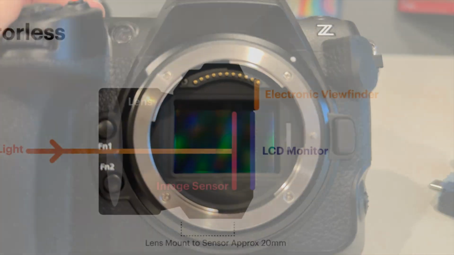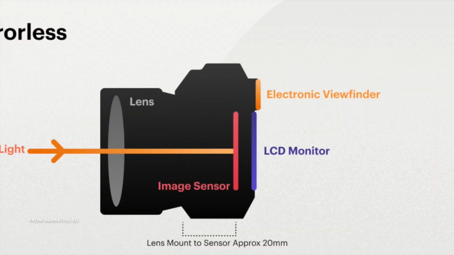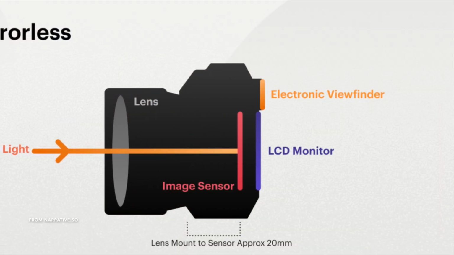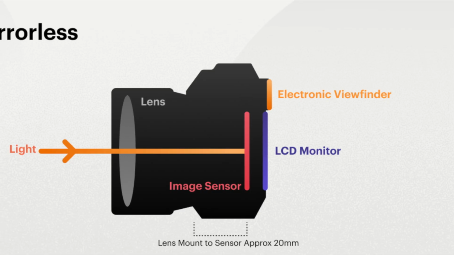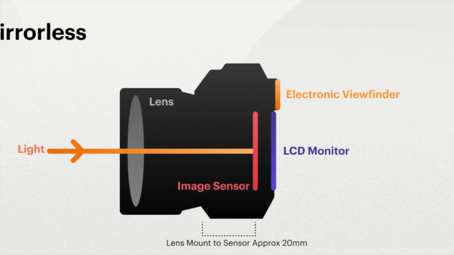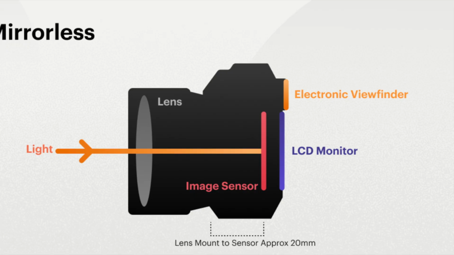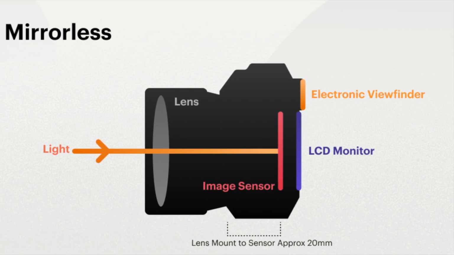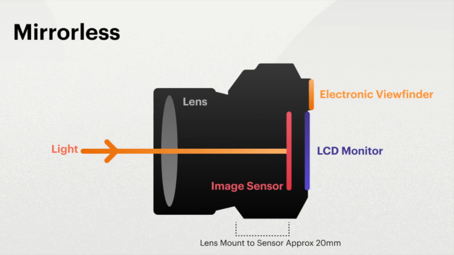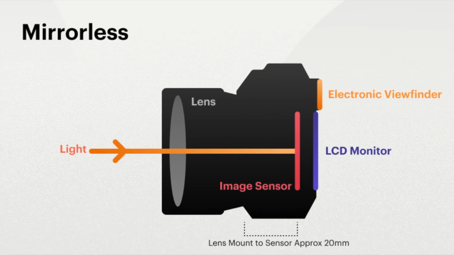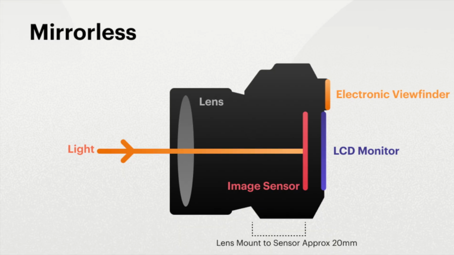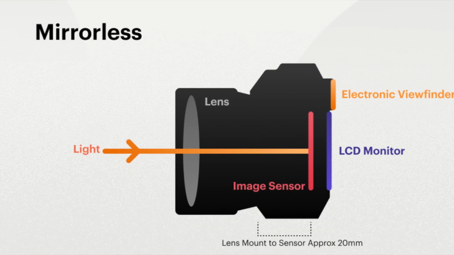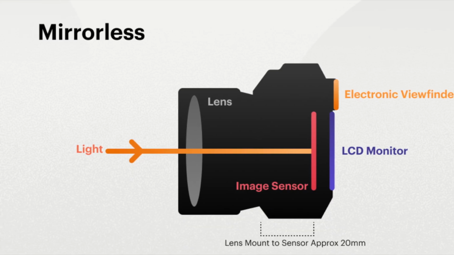When the shutter is open in the mirrorless camera, the light goes straight into the image sensor where the image is created. Mirrorless camera uses the computer chip to send the image to the viewfinder, and so it uses more power, and so the battery life on a mirrorless camera is not as good as a DSLR camera.